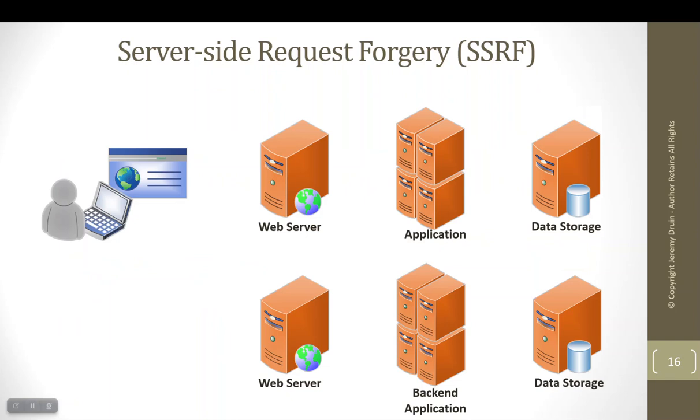So let's take a look at a normal request. The user, using their phone, tablet, or other device, reaches out to the front-end application. The web server takes in the initial request and passes the request on to the app server. And the app server then reaches out to the back-end web services, which are generally fronted by a web tier of their own, and passes the request on to the backend application.